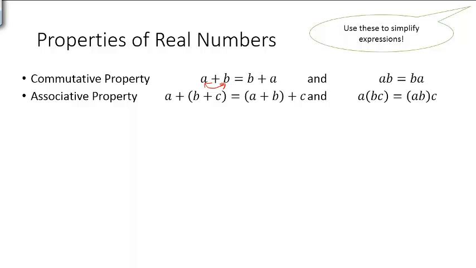Associative property is where the association changes. So you'll notice ABC is in the same order. No order changes occur because that would be commutative, but the association changes. So B and C are completed first here, whereas A and B are added first here.